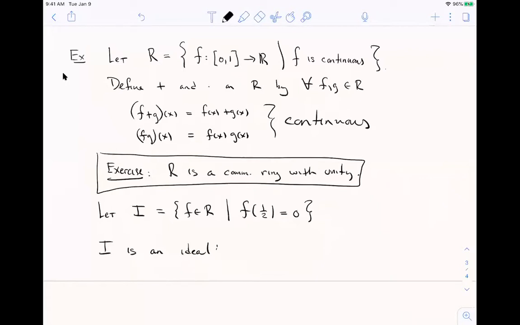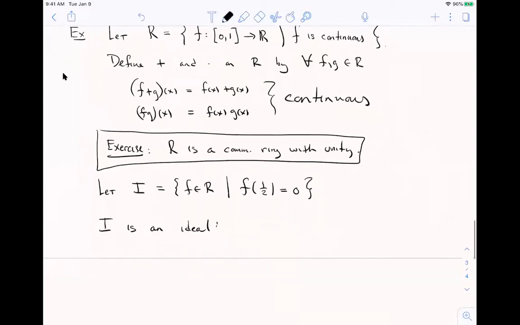But here, I'm going to take a look at a subset of this ring. I'm calling it I, suggestively, and it's those f in the ring that have the value 0 at 1/2. If you like, it's those f's that have an x-intercept at 1/2. Yeah, so you could take the continuous function, I don't know, x minus 1/2. That's in the ring. There's lots of functions in here. So my claim is that this set I is an ideal.